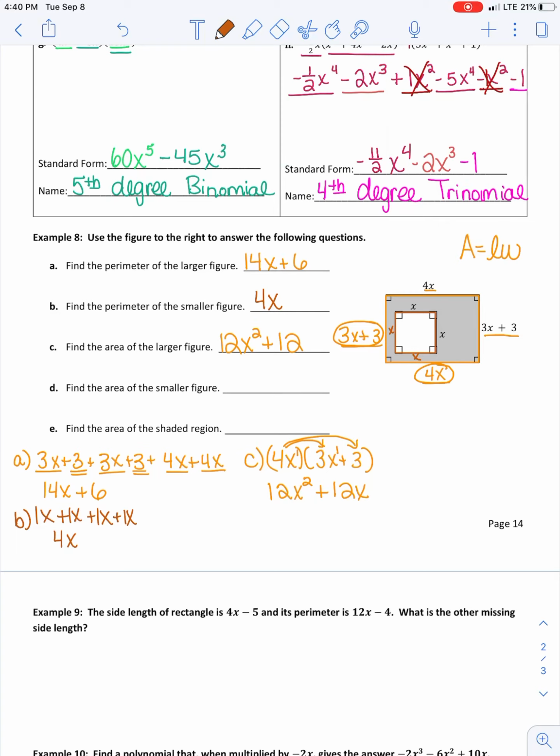Okay. Now it wants the area of the smaller figure. So again, we're going back to that brownish orange figure, that middle figure here. We want to find the area of that figure. So again, we're using that length times width. In this case, our length and our width are the same. It's just x times x. And that's like having a 1 and a 1 there. So if we take x times x, we add our exponents to get to the second power.